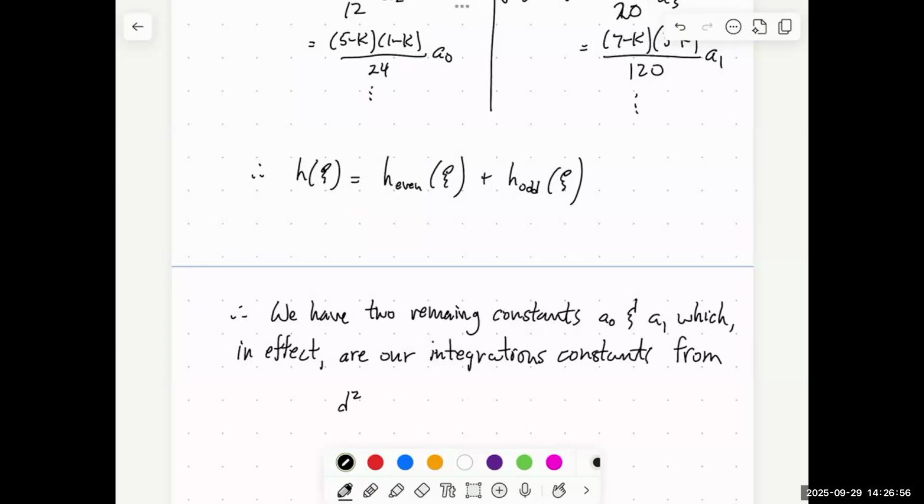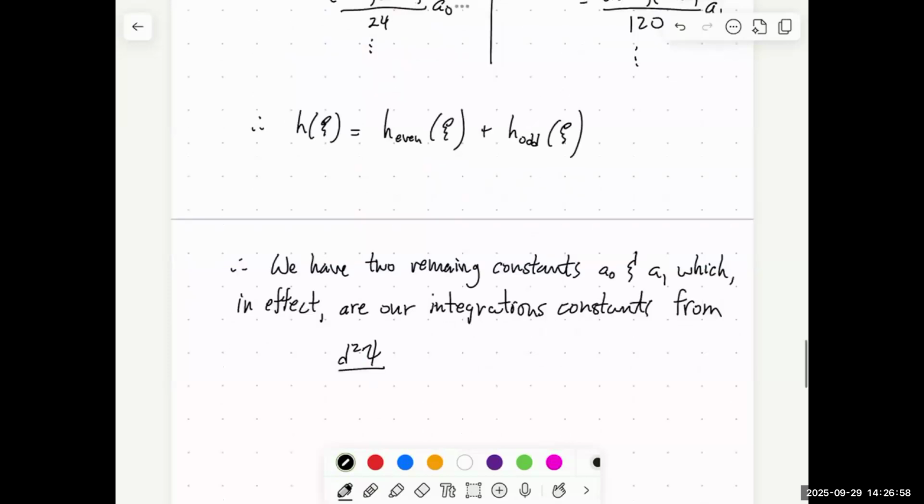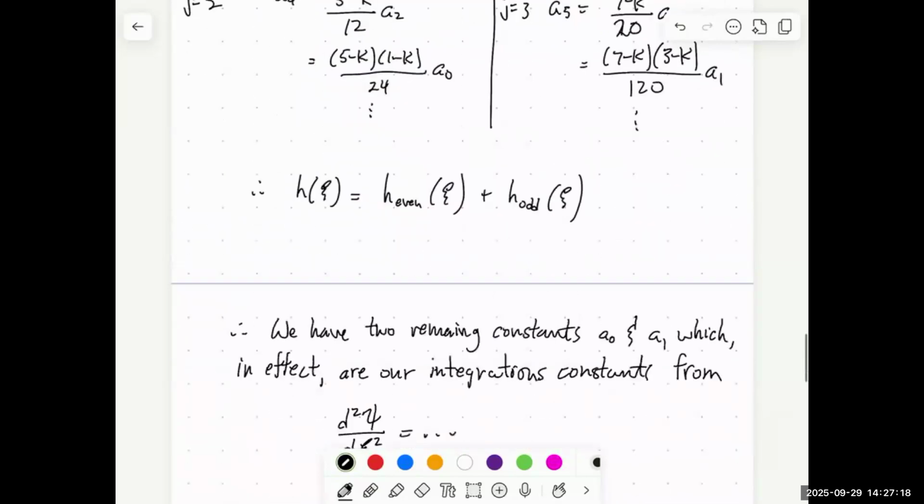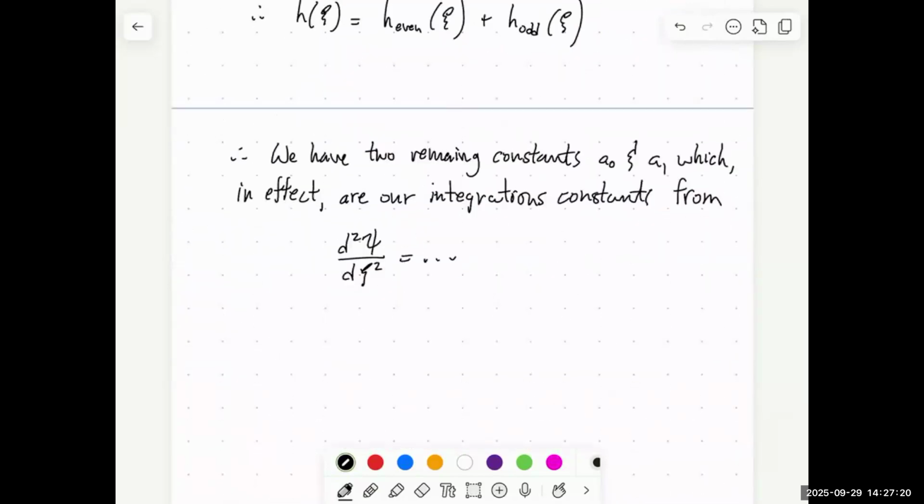Solving d²ψ/dz² equals and so on. Okay, so to make a little bit more progress, we're going to try to investigate some of the properties of the even series. And so let's see what happens.